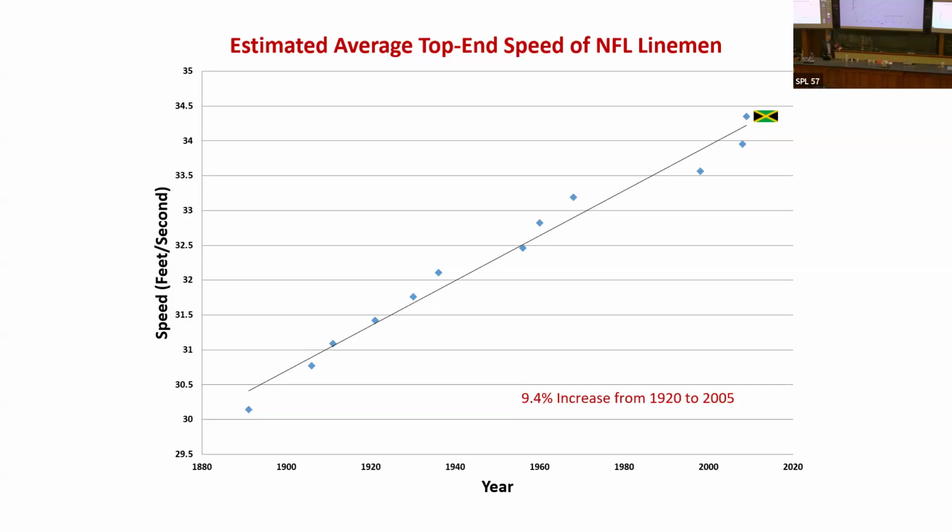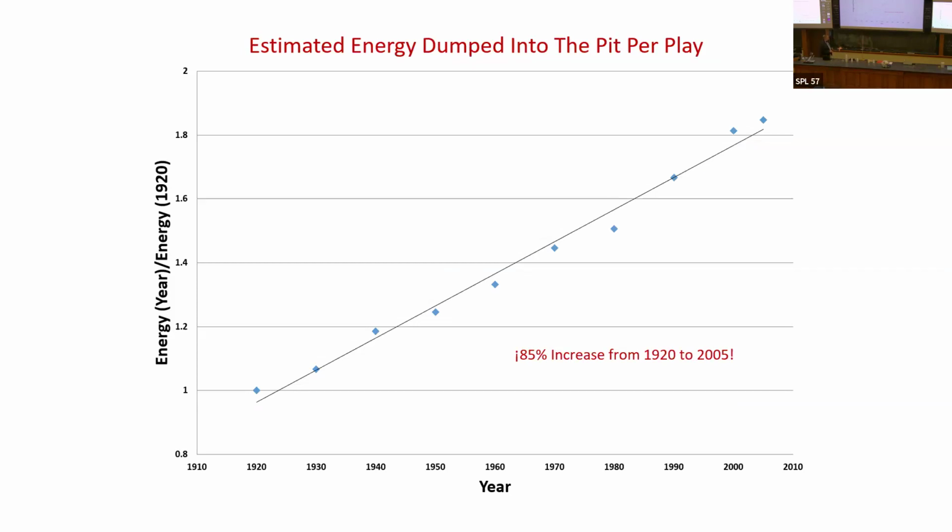If I combine the speed increase with the mass increase, I get an increase in the energy, which is the thing that causes injuries, by roughly 85%. This is just 1/2 mv squared, and it's increased due to those two components, mass and velocity, and you get about 85% over that same period. This is the energy for linemen. It's dumped into the pit, and it's what causes injuries. It's what causes ankles to twist, bones to break, heads to concuss, etc.